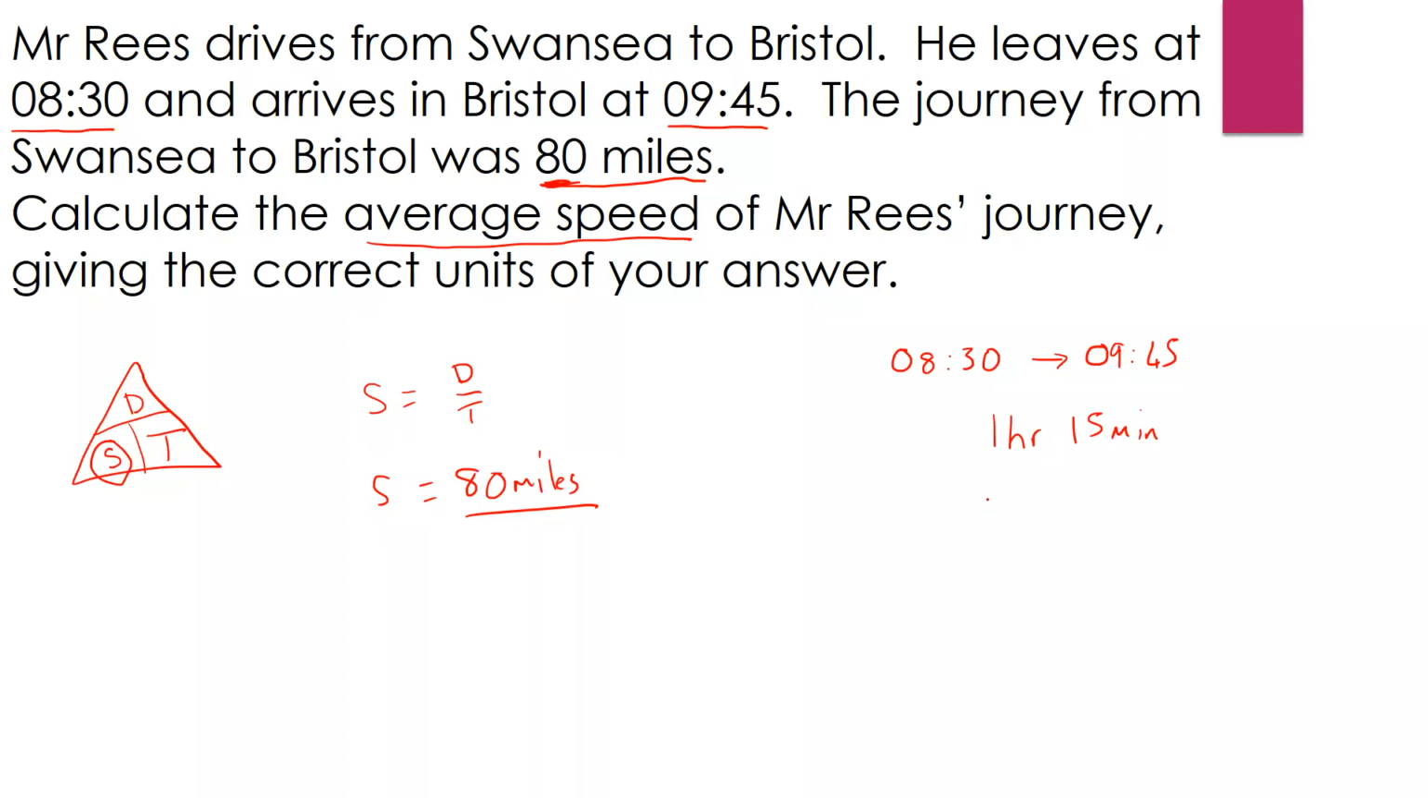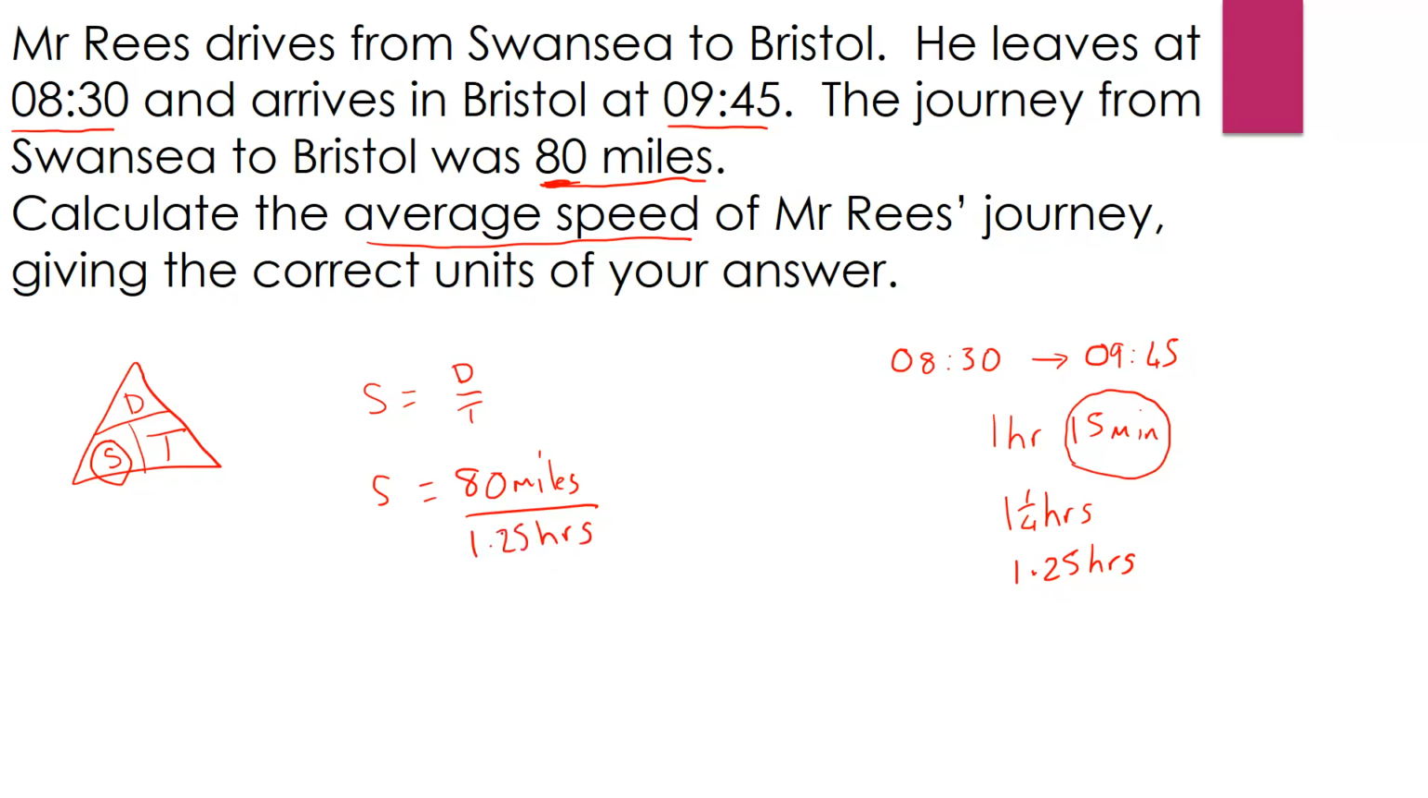Now we've got to be really careful with that. So have a think: how else would you say 15 minutes? Hopefully you would say that, well, that's 1/4 of an hour. So it takes 1¼ hours for Mr. Rees to do his journey, and 1/4 is the same as 0.25. So we can change it into a decimal. That's 1.25 hours.